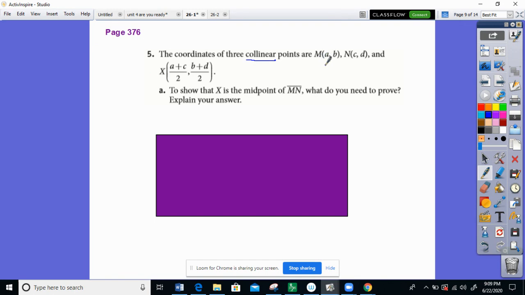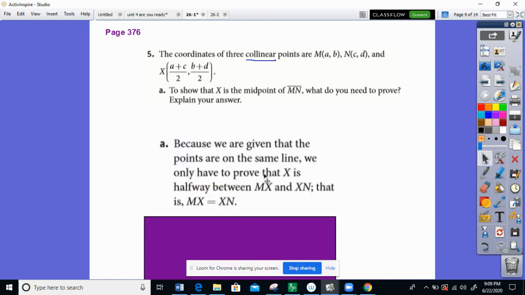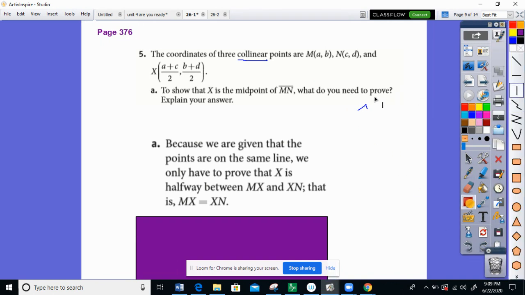So to show that point X is the midpoint of segment MN, what do we need to prove? Well, we need to show that point X is halfway between points M and N. That is, we need to show that the length of segment MX is equal to the length of segment XN. So really quickly, we can sketch out why we're saying that's true.